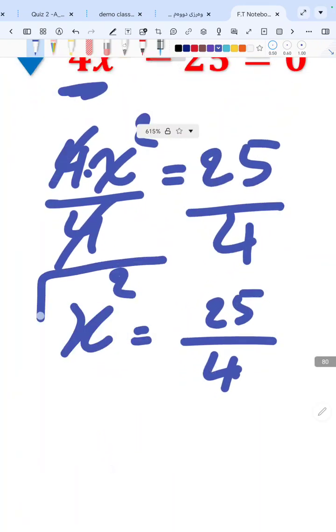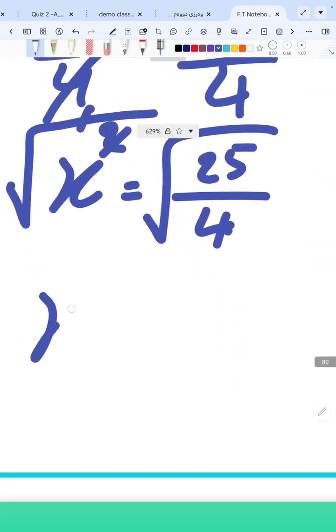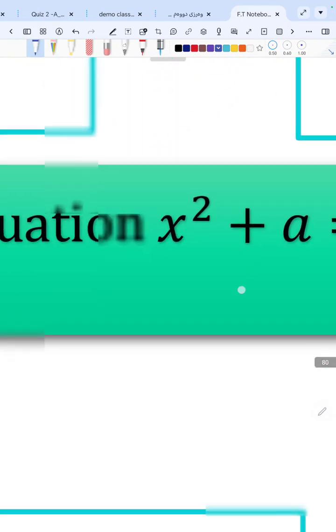Okay, take the square root. Power 2 and square root cancel each other. x equals positive, negative. The square root of 25 is what? It's 5. The square root of 4 is what? It's 2. So it's positive, negative 5 out of 2.